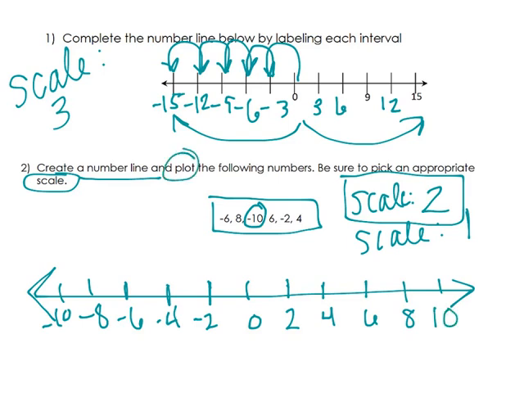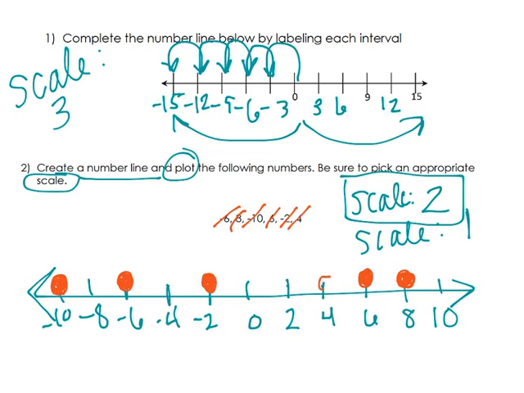I see in my directions that it wants me to plot the following numbers. So the first number I'm going to plot is -6, then +8, -10, +6, -2, and +4.